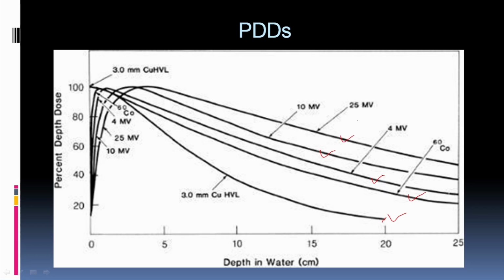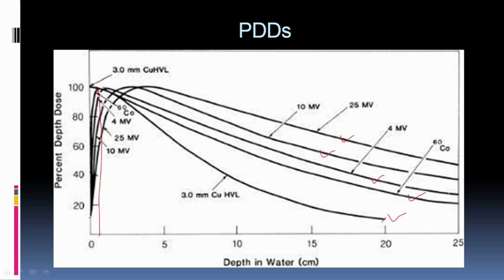Now you observe that if we increase the energy of the photon beam from kilovoltage to megavoltage, up to 25 megavoltage, it starts from the zero depth, where the dose is very less, and it increases and reaches a maximum, and then it again decreases with the depth in the water. And this is known as the depth of dose maximum, and this depth of dose maximum increases with increasing energy.